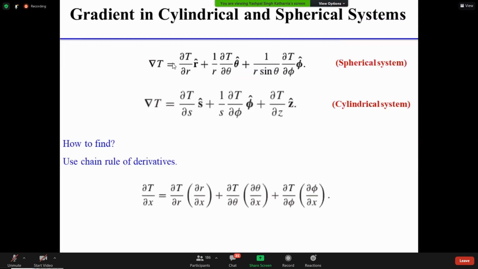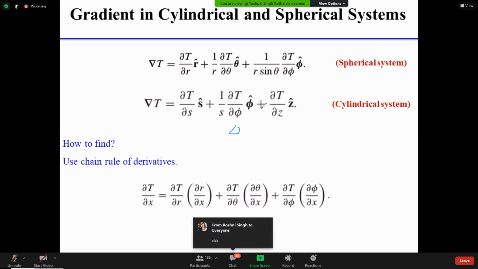So we can then introduce these gradient, divergence, and curl in other coordinate systems like cylindrical and spherical systems. If you want to write down the gradient in a spherical system, then the gradient of any function T is given by del T over del r into r cap plus 1 over r del T over del theta into theta cap plus 1 over r sine theta del T over del phi into phi cap.